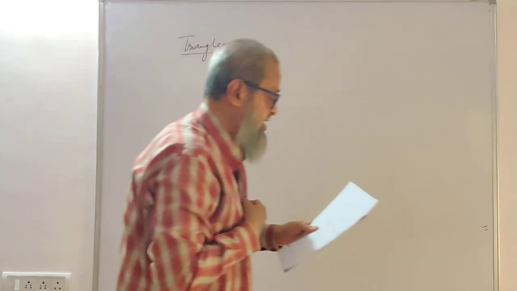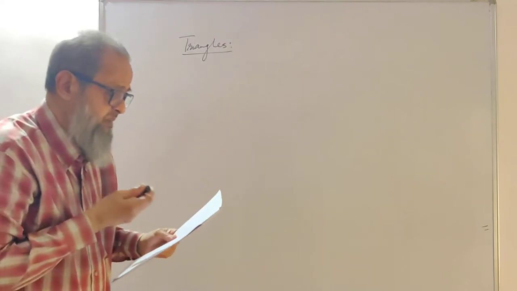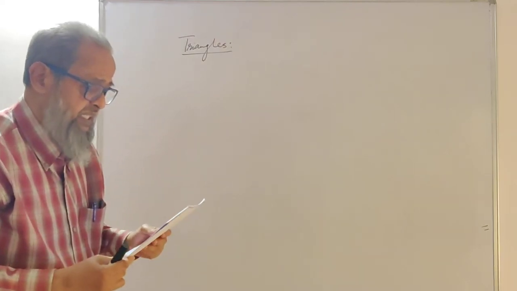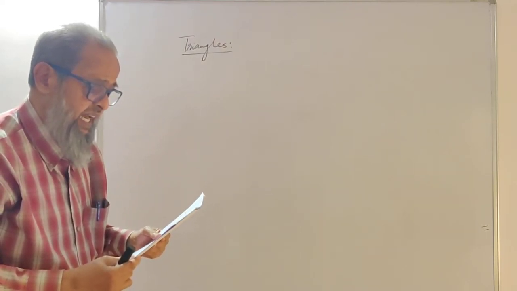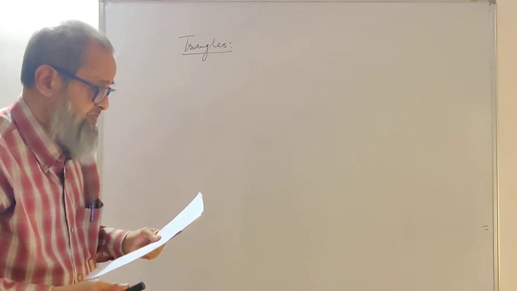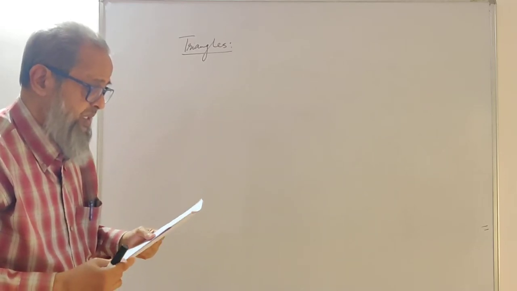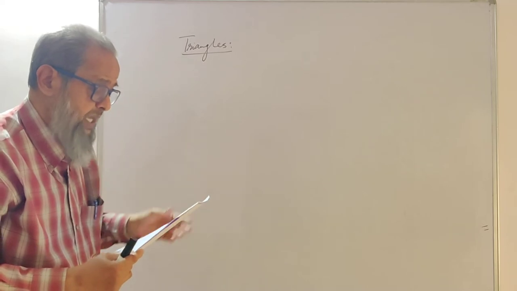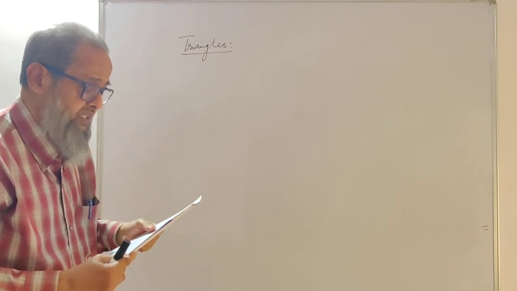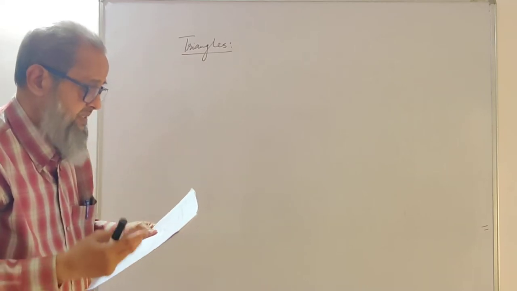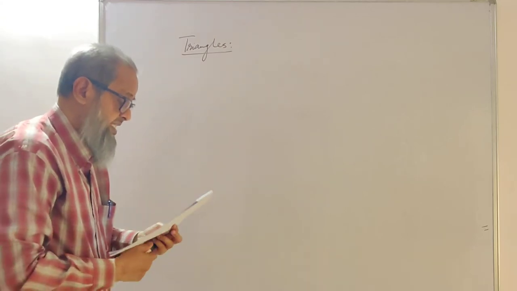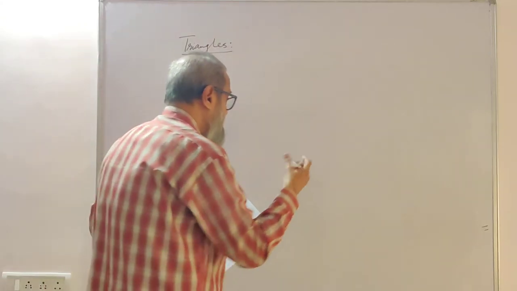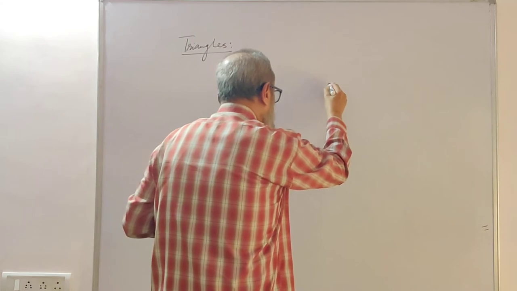The problem is like this. The diagonal BD of parallelogram ABCD intersects AE at F as shown in the figure. If E is any point on BC, then prove that DF into EF is equal to FB into FA. It's a two mark question. He has given a figure. This is the figure.